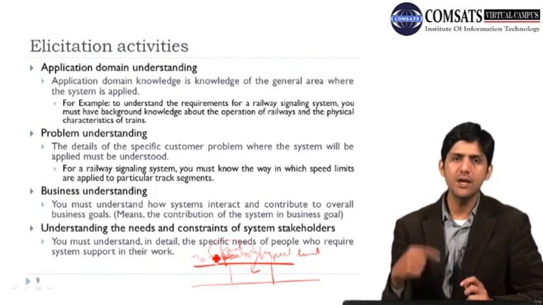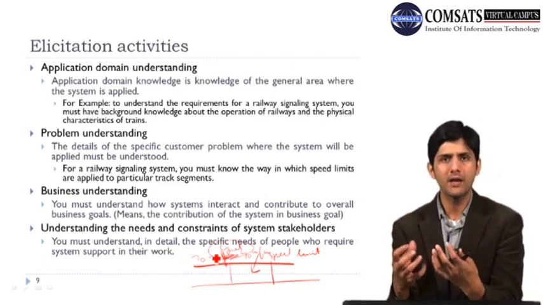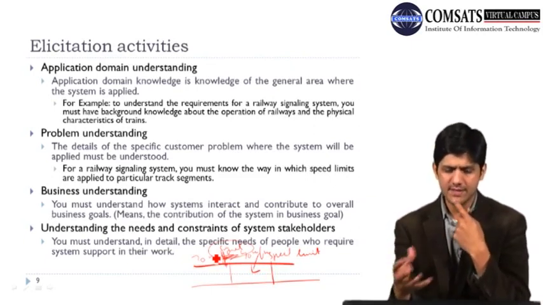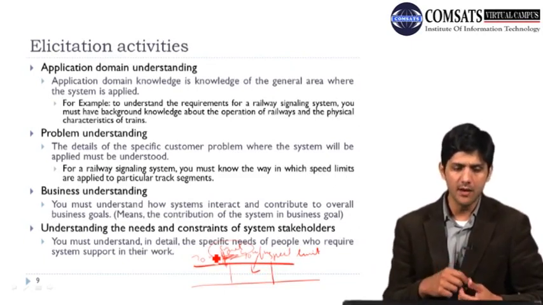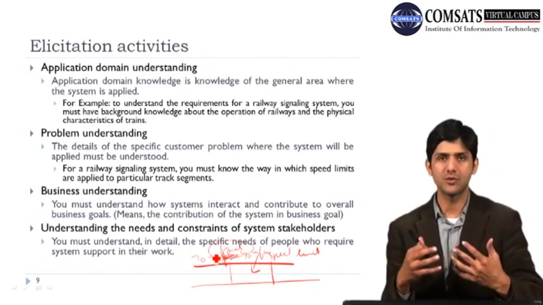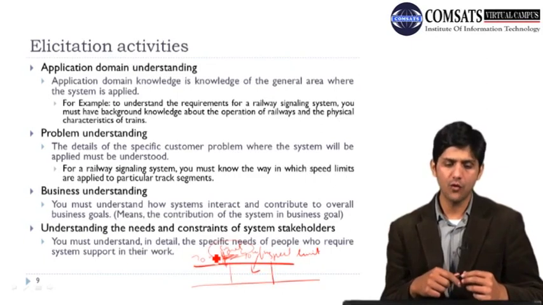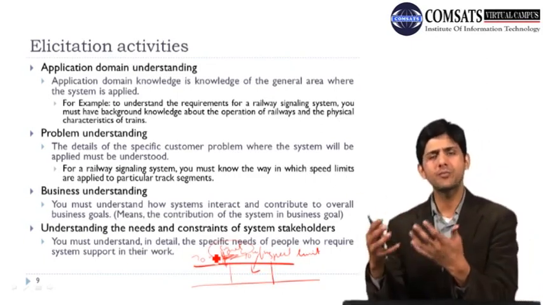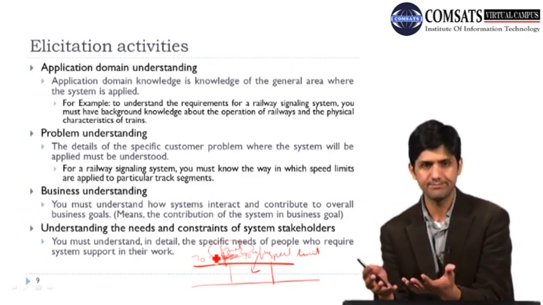So you want to gain your understanding about where this solution would be deployed and what problems would be solved because of this signaling system. And this is how you're going to do it. And then moving on to business understanding, you must understand how the system interacts and contributes to overall business goals. As I said earlier, when we talk about the business context, this whole signaling system project would be done so that it helps the overall business of railways.